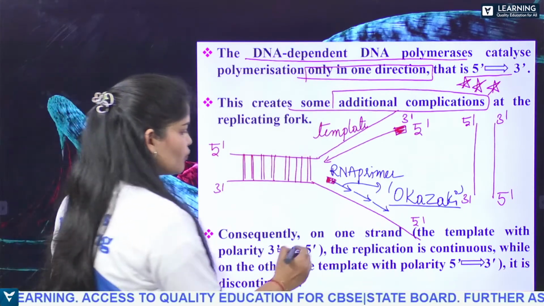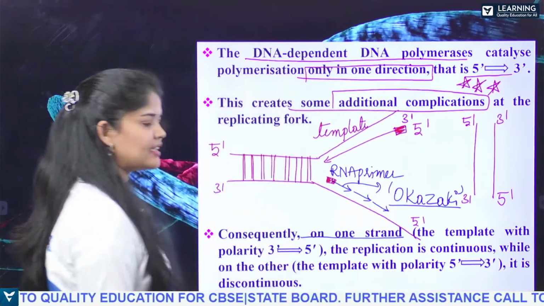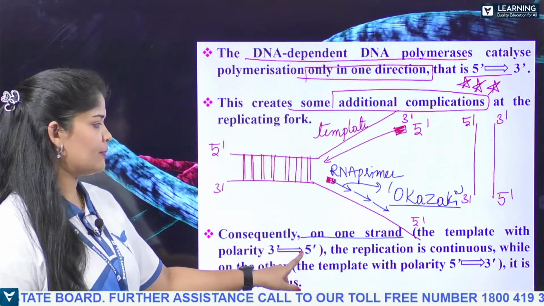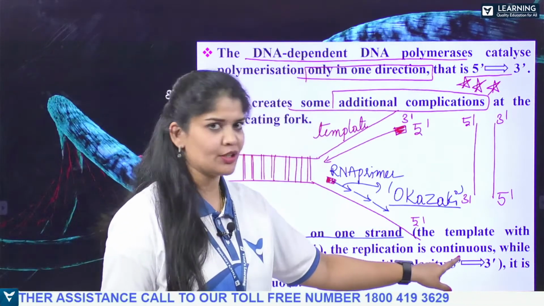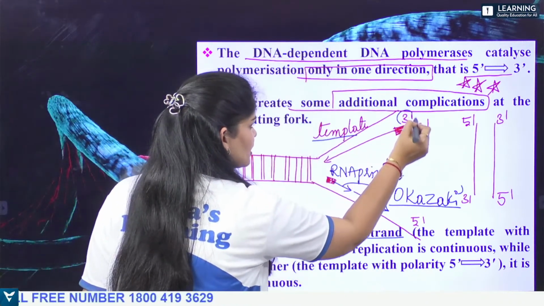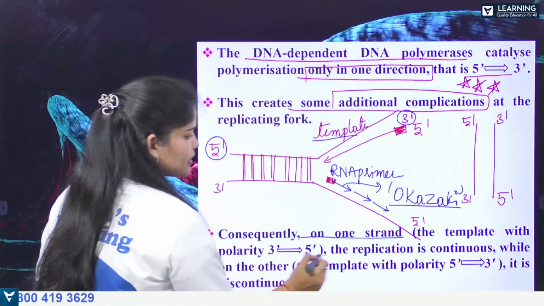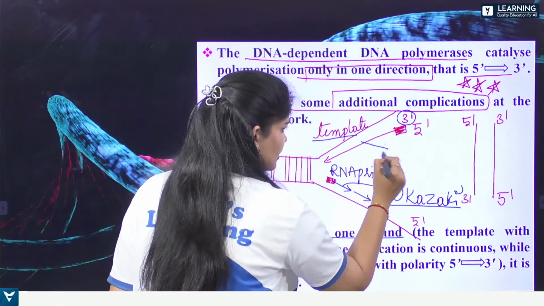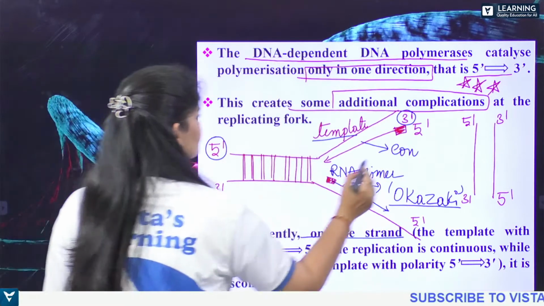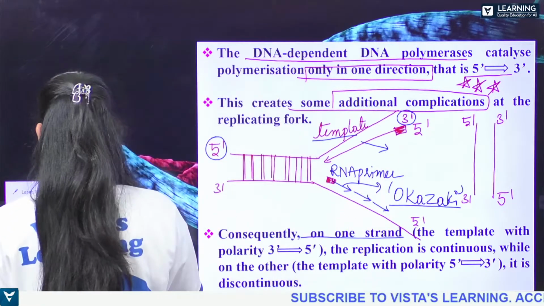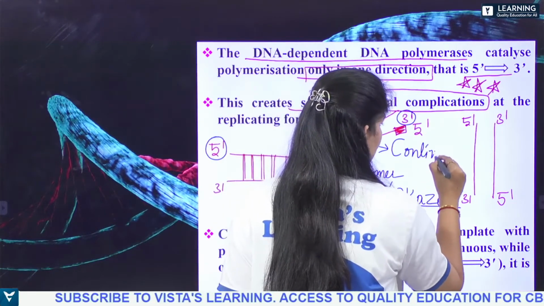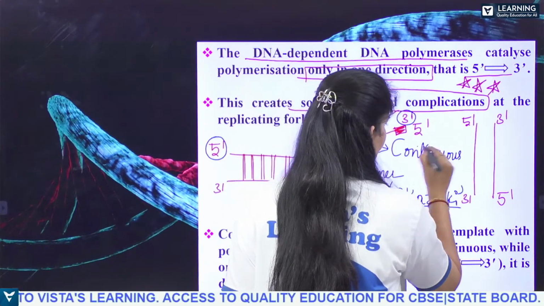Consequently, on one strand, the template with polarity 3' to 5', the replication is continuous. Here, one strand which is acting as a template which runs from 3' to 5', the replication is continuous. Here we can see the continuous strand.